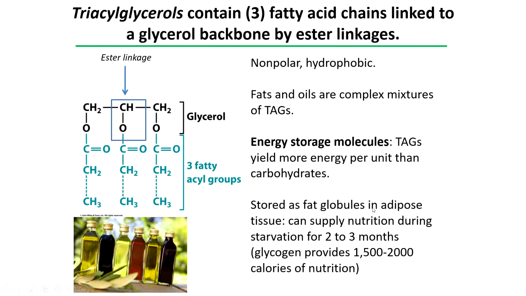Stored fats can supply nutrition during starvation for about 2 to 3 months. You can access your stored fats, whereas stored sugar, which takes the form of glycogen, provides much less, only about 2,000 calories of nutrition, and will basically be used up. All of your stored carbohydrate will be used up within the first day or 2 of starvation, really the first day of starvation. After you use up all of your glycogen, then stored fats are accessed for energy production.